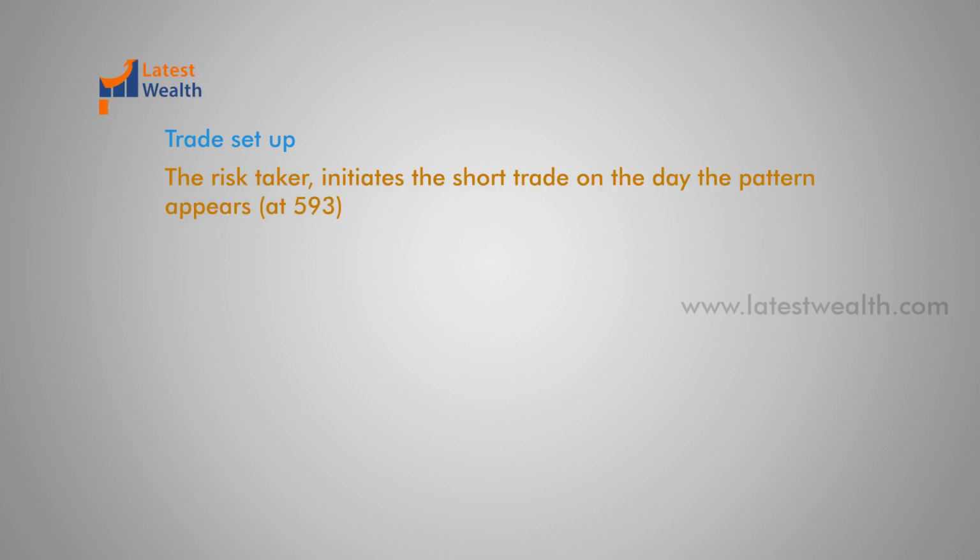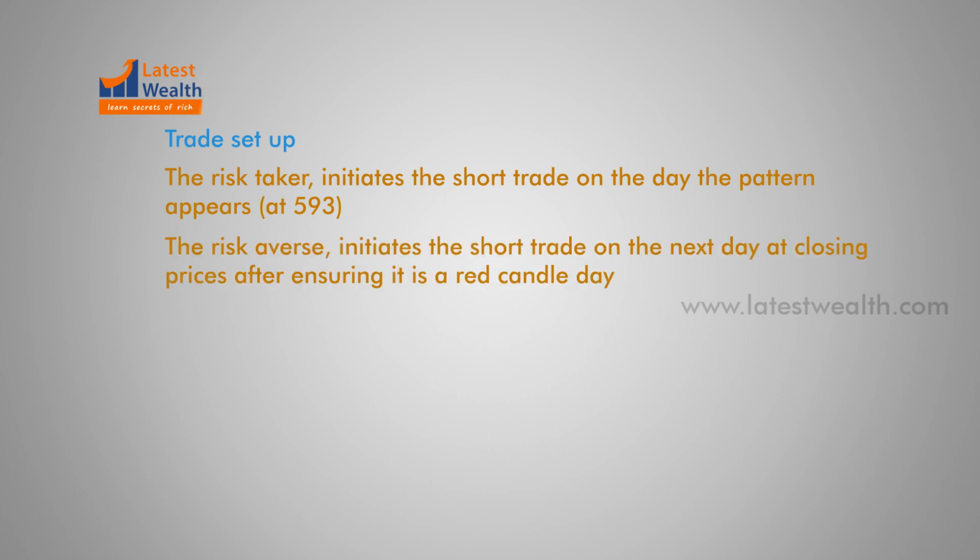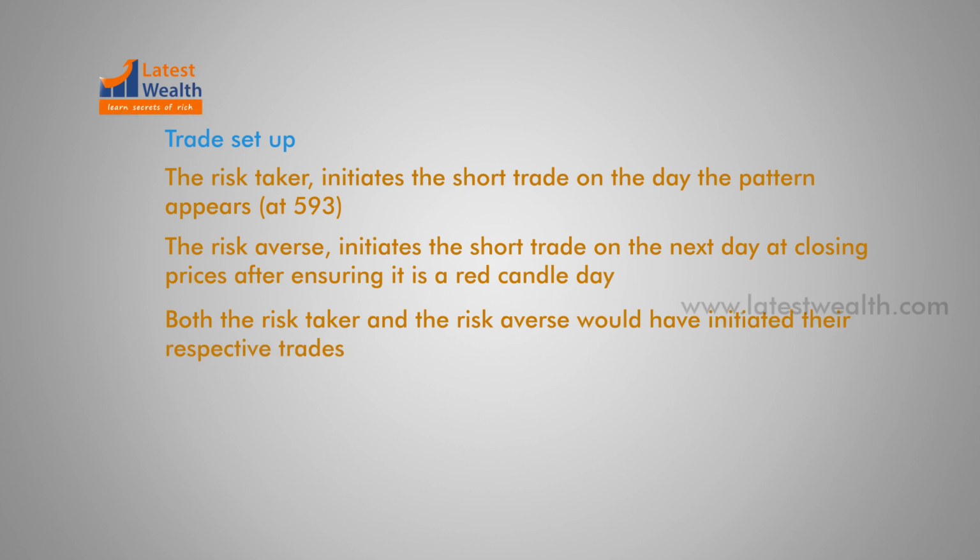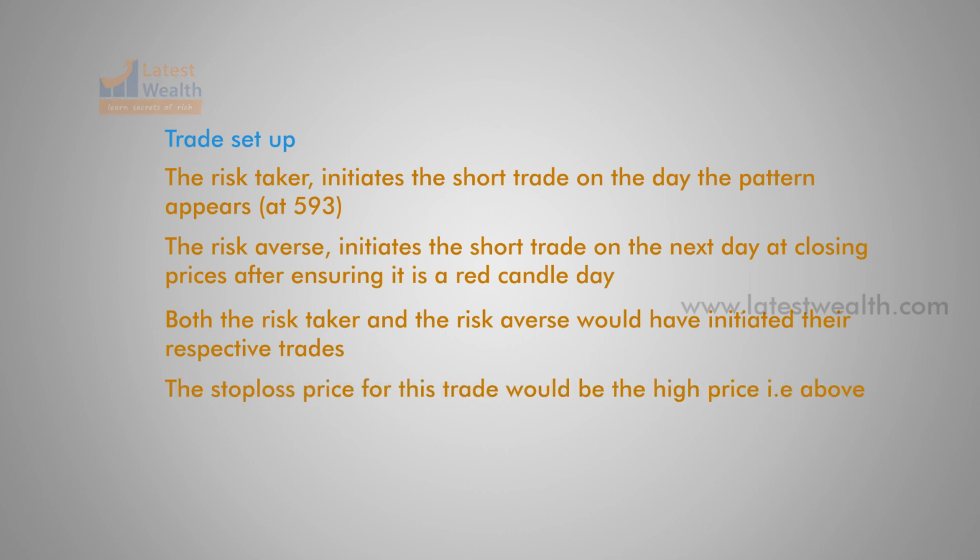Based on this, the trade setup would be as follows. The risk taker initiates the short trade on the day the pattern appears at 593. The risk averse initiates the short trade on the next day at closing price after ensuring it is a red candle day. Both the risk taker and the risk averse would have initiated their respective trades. The stop loss price for the trade would be the high price, that is above 593.75. The trade would have been profitable for both risk types.